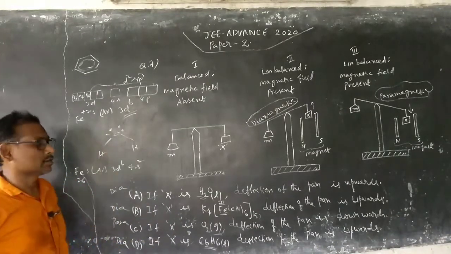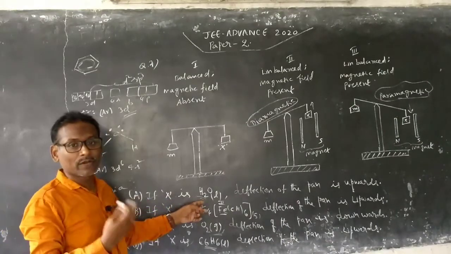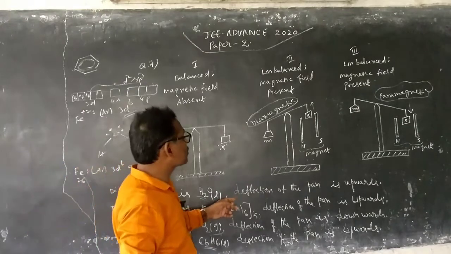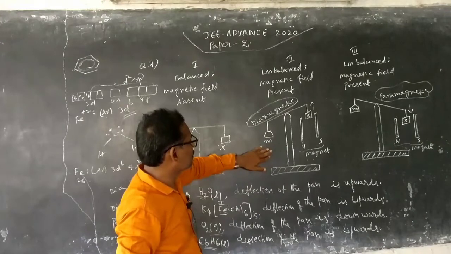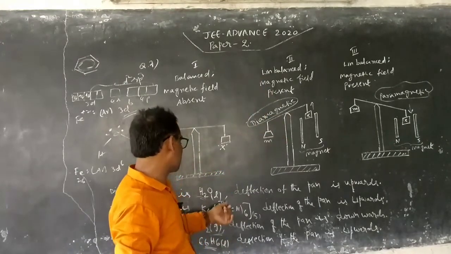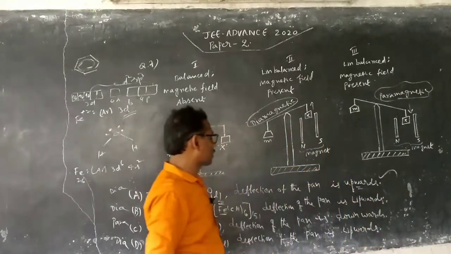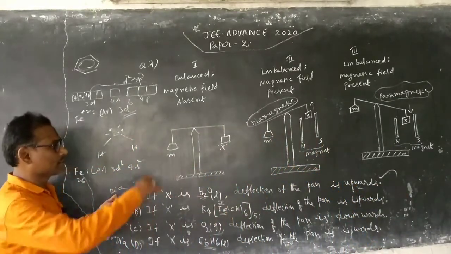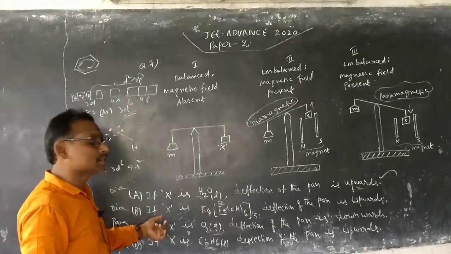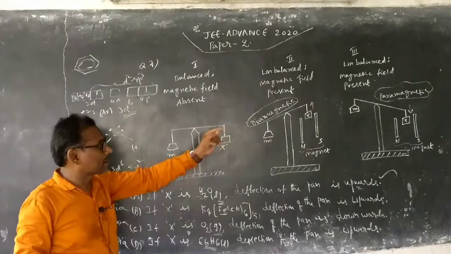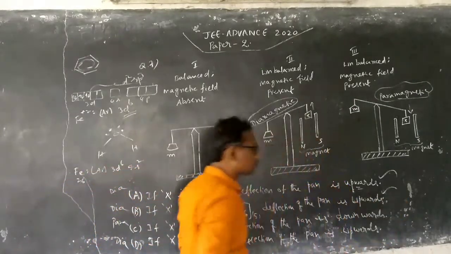So now we can answer: which is the correct option? As the first substance is diamagnetic, the deflection must follow the second situation, that is, deflected upwards. It is given as upwards, so it is correct. The first statement is correct. The second substance is diamagnetic, so the expected deflection is once again upwards. Yes, it is given upwards, so it is also correct.